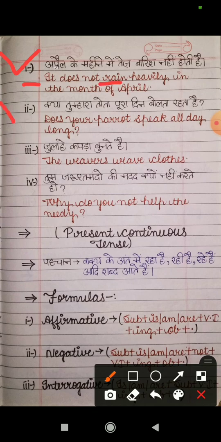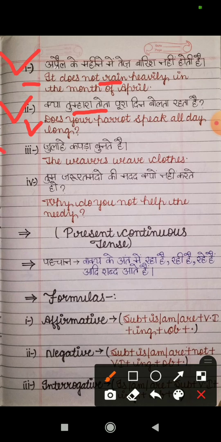सेकेंड सेंटेंस इज क्या तुम्हारा तोता पूरा दिन बोलता रहता है. It is an interrogative sentence and we will start with the helping verb. So to use the helping verb we have to see the subject. Subject is तुम्हारा तोता, your parrot. So that is a singular subject, we will use does. Does your parrot speak all day long?